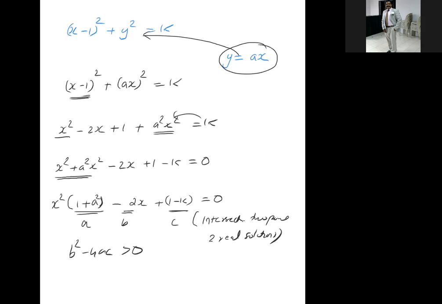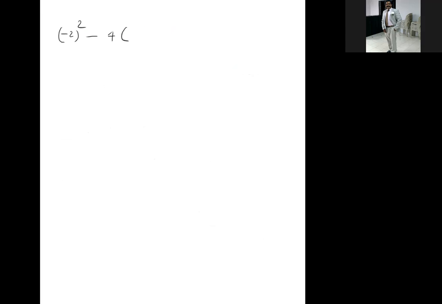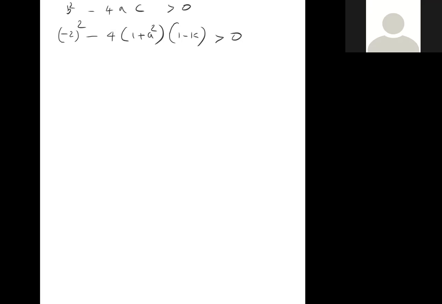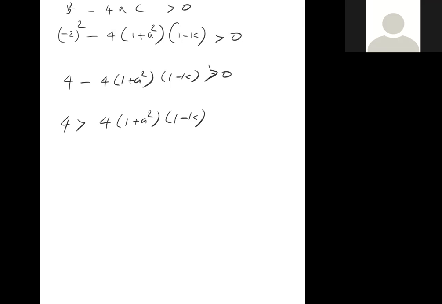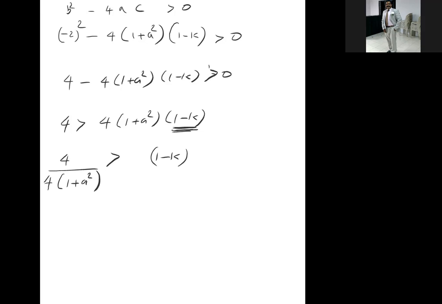What was our b? b is minus 2, correct? So minus 2 whole square minus 4 multiplied by 1 plus a square into 1 minus k, greater than 0. Here minus 2 whole square is 4. So 4 minus 4 into 1 plus a square into 1 minus k is greater than 0. Bring the minus to this side. It becomes 4 greater than 4 into 1 plus a square into 1 minus k. We need the value of k, so you retain 1 minus k here: 4 divided by 4 into 1 plus a square is greater than 1 minus k.